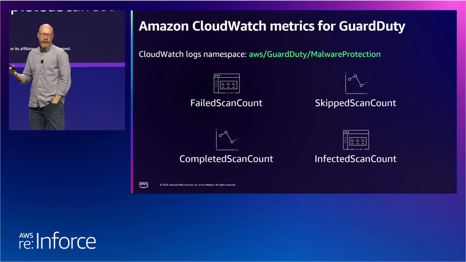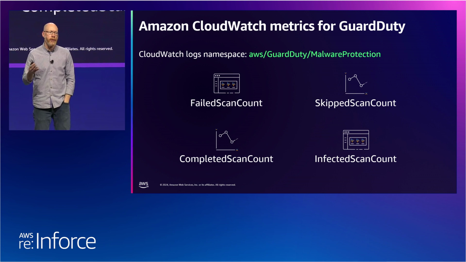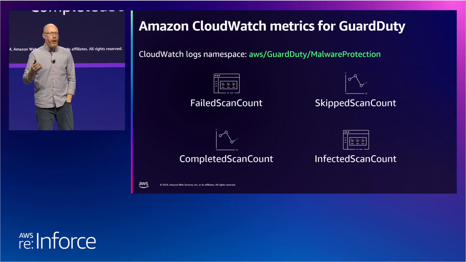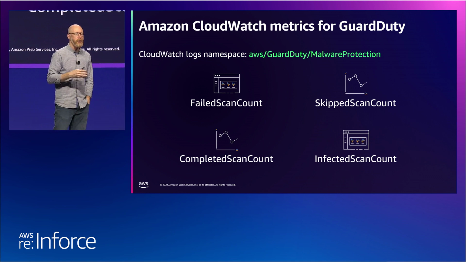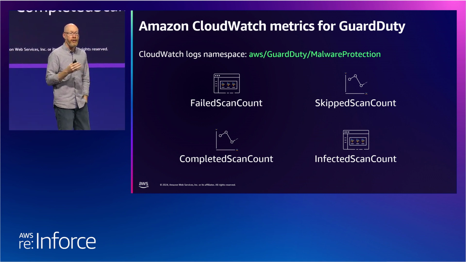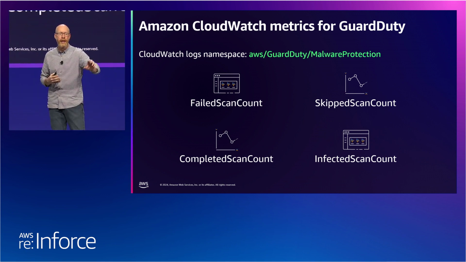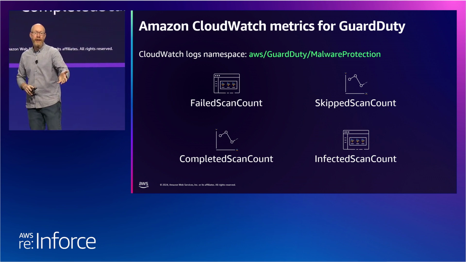Okay, some additional things to keep in mind. When you turn on this feature, whether you're turning on full GuardDuty or you're using just the S3 malware scanning portion, we will create a new CloudWatch Logs log group for you in your account and give you different metrics that will help you better understand what's happening with malware scanning. So we will give you metrics on failed scan counts, so that's that failed tag I talked about earlier. Skipped scan counts, which would be those access denied or unsupported. Completed scan counts, which could be infected or uninfected, and then infected scan count.